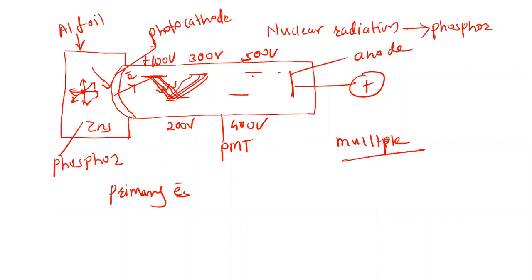Anode which carries the positive charge, electrons carry the negative charge, and the current pulse is recorded by the electrometer. So this electrometer counts the number of scintillations which are produced here.